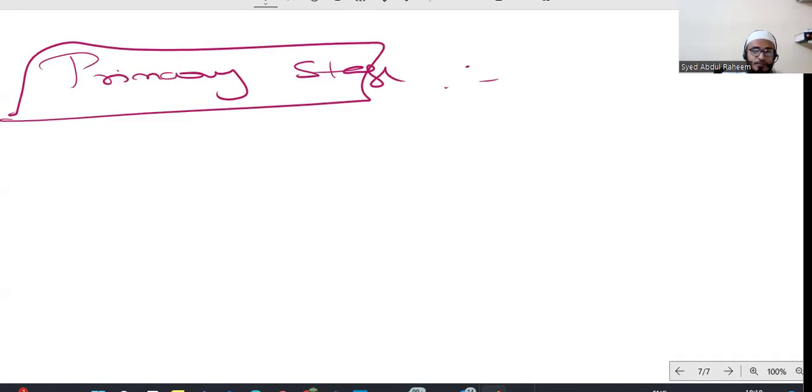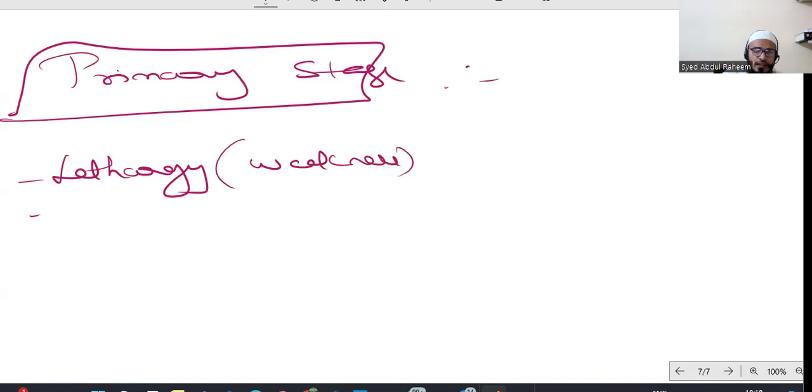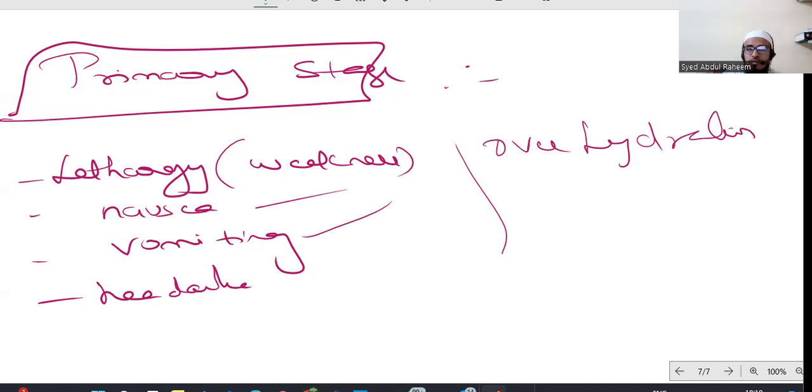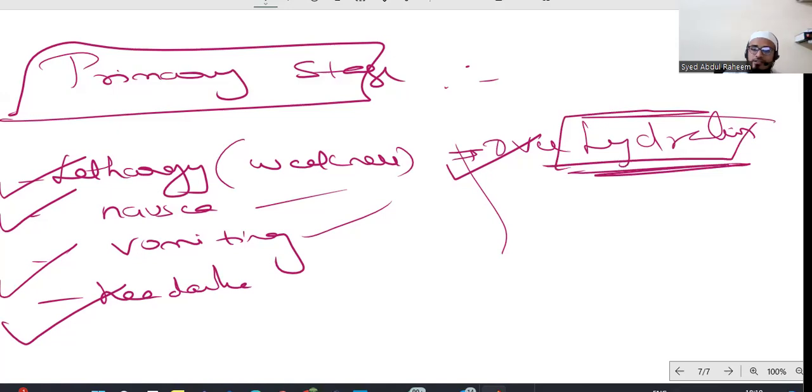Primary stage, what are the symptoms? They are lethargy, weakness, severe weakness, and another one is nausea, vomiting, and headache, and overhydration. We need to take water, but because of the vomiting and the nausea, the excess fluid will go and you will have overhydration. So these are the primary stage symptoms. If anyone has severe weakness, nausea, vomiting, headache, or overhydration, it means the patient is unable to drink water. Not dehydration, we have hydration. Water is there in the body.